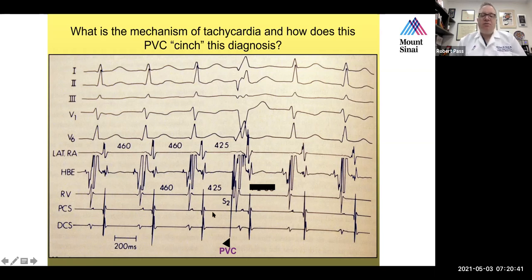But one of the most important maneuvers that we always do, and Dave Barris and I discussed this last week when we did a case of AVNRT, is that we place a PVC on top of the HIS or simultaneously with the HIS. And you can see when we put the PVC in, the QRS morphology changes, suggesting that we captured the ventricle.